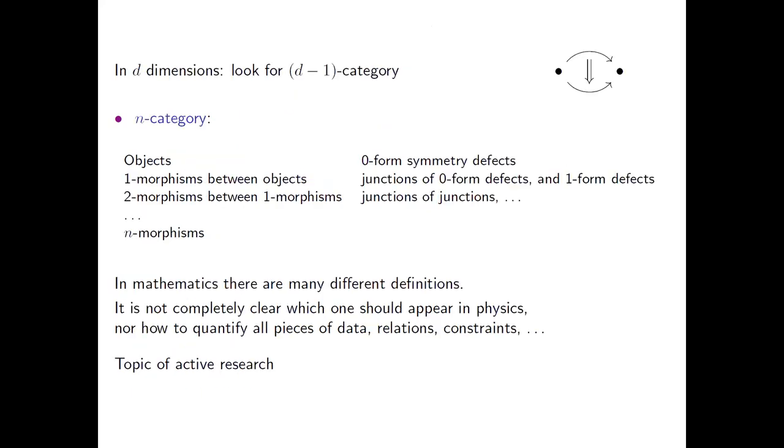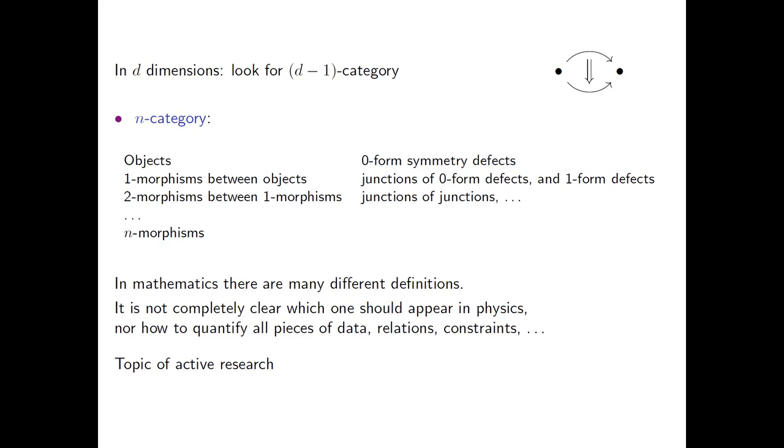Now, when we go to higher dimension, we have a more complicated structure because we should work with D minus one categories. And so what is, roughly speaking, an N category? Well, this is a structure in which there are objects. These are the zero-form symmetry defects. There are one morphisms between these objects. These are the junctions of the zero-form symmetry defects. But then there are two morphisms between the one morphisms. So here there are arrows between arrows. These will be the junctions of junctions, and so on. So there is a more complicated structure.